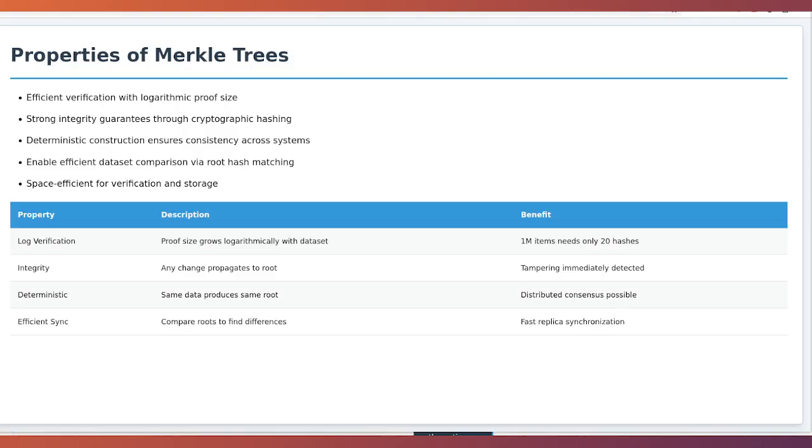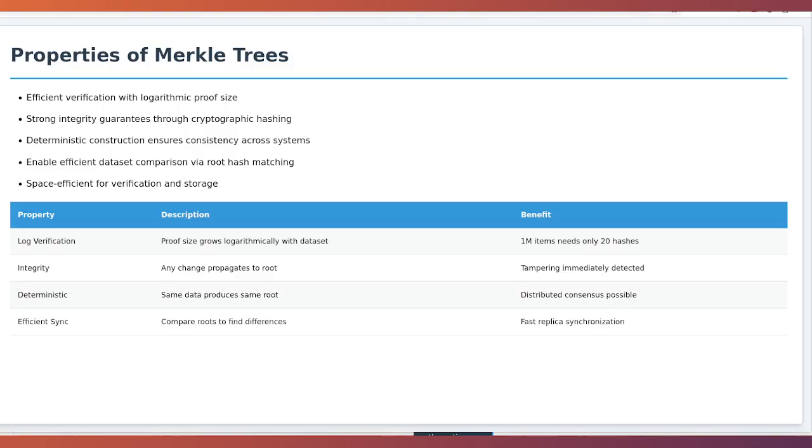Second, they ensure data integrity. Any modification to a leaf node changes its hash. This then changes its parent's hash, and that change propagates all the way up to the root hash. This makes tampering detectable without checking every single data block. Third, they're deterministic. Given the same set of data blocks in the same order, you will always get the same Merkle root. This consistency is crucial for distributed systems where multiple parties need to agree on data validity.